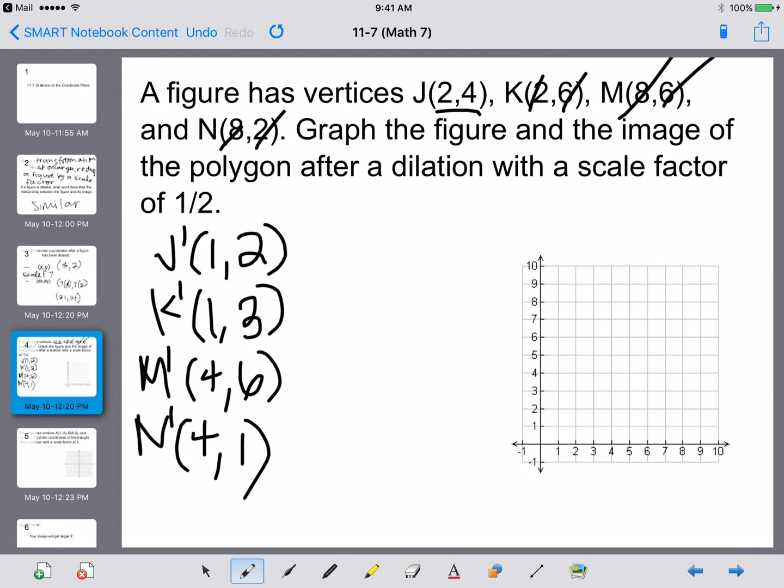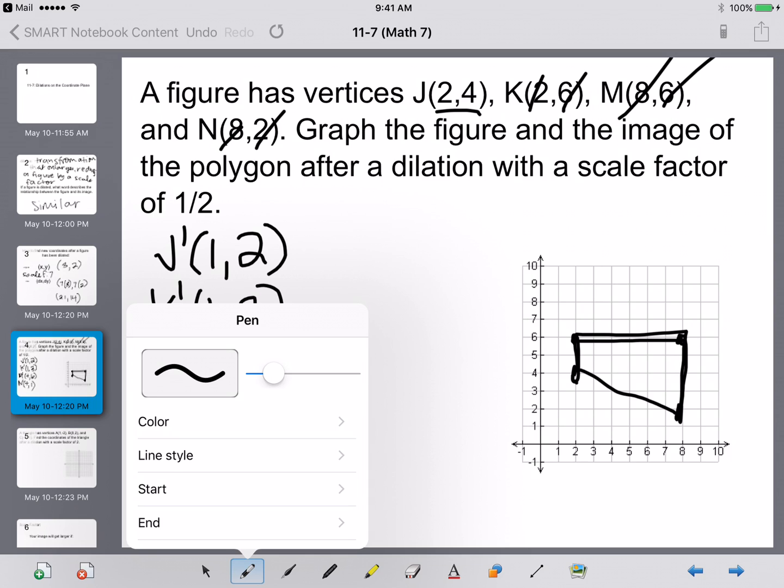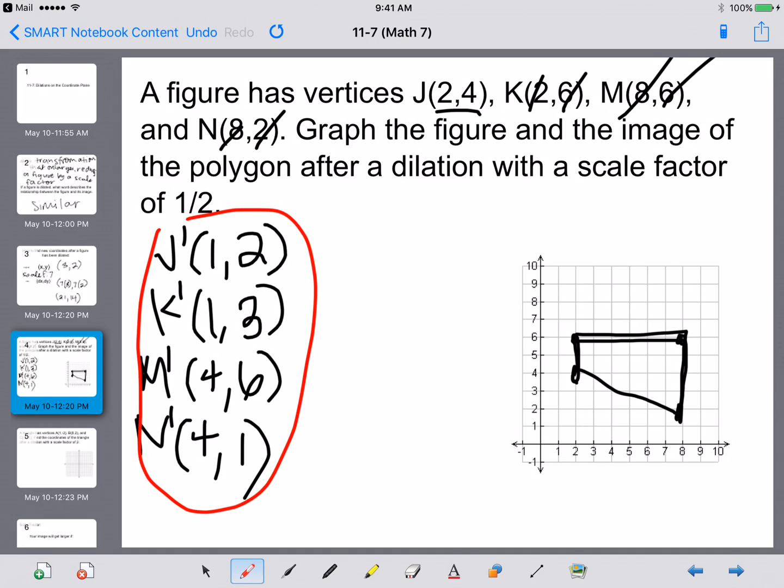So then we can go graph both our original figure and the image. I'm going to graph our original in black. So 2, 4, 2, 6, 8, 6, and 8, 2. So here is our original figure. Not the most beautiful sketch you've ever seen. I hope yours looks a little better than mine. And now I will graph our new figure here in red. So this here will be all in red.